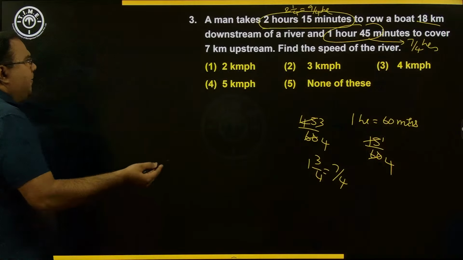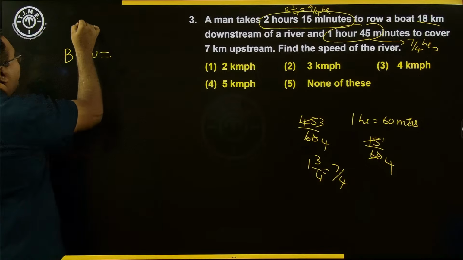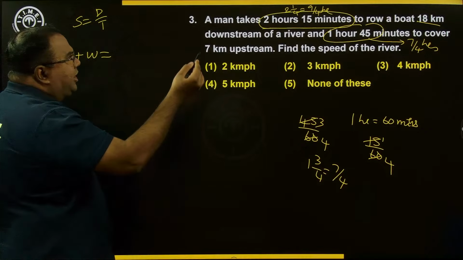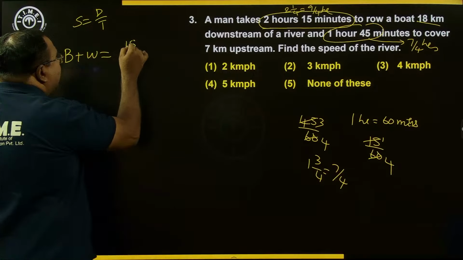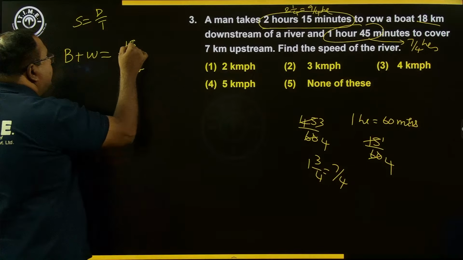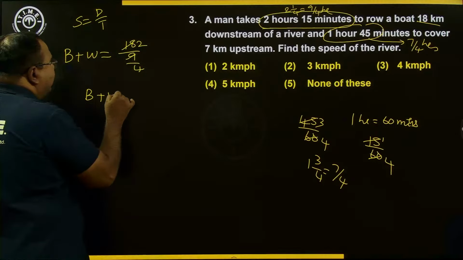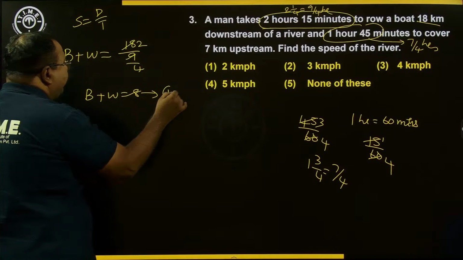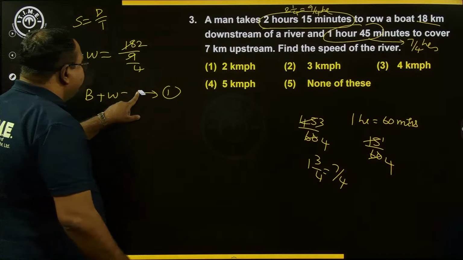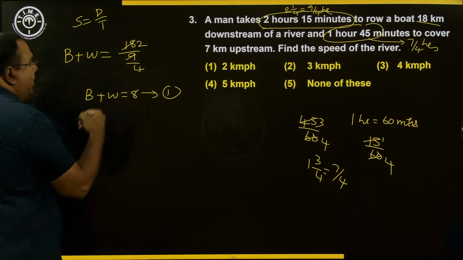Okay. Now, what is my downstream speed? B plus W. Speed is equal to distance upon time. What is my distance I am covering downstream? 18 kilometers. By time I am taking is 9/4. So, B plus W is equal to 8. This is my first equation. B plus W is equal to 8. I'll write clearly. Right. Second one.